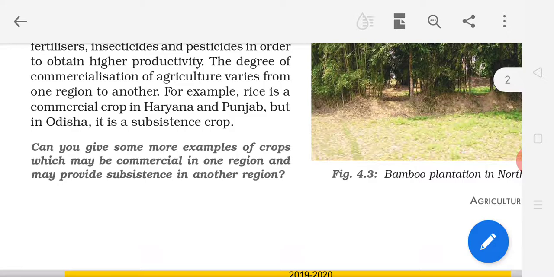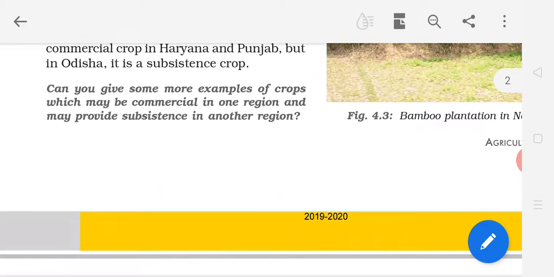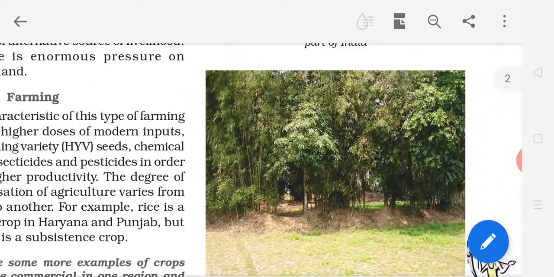How? So rice cultivation is on a commercial basis in Haryana and Punjab, but if you see in Orissa, rice is cultivated for the living purpose, for survival purpose, so we can say it is a subsistence crop. Now see this line. Can you give some more examples of crops which may be commercial in one region and may provide subsistence in another region? So you have to find out yourself.